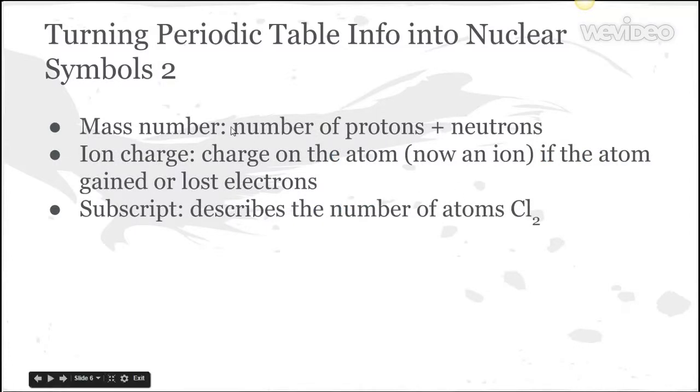The mass number we're going to get by taking the number of protons and neutrons and summing them together. So that's going to be the top left number of a nuclear symbol. The ion charge is how many electrons compared to protons. And then the subscript is describing how many of that atom are in the formula or in the compound.